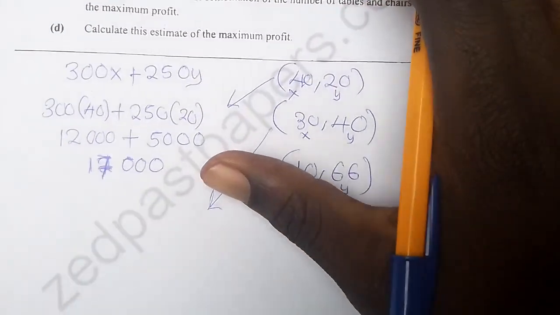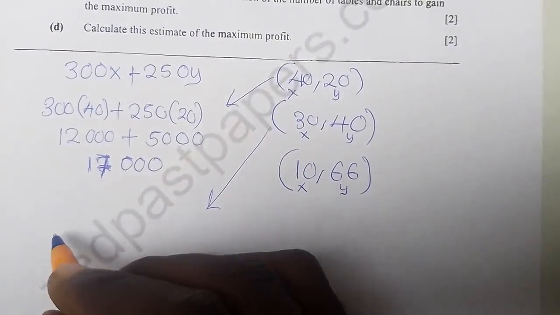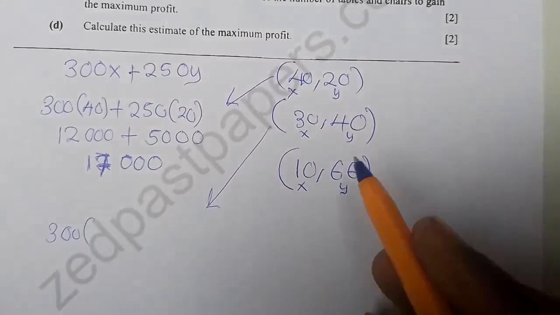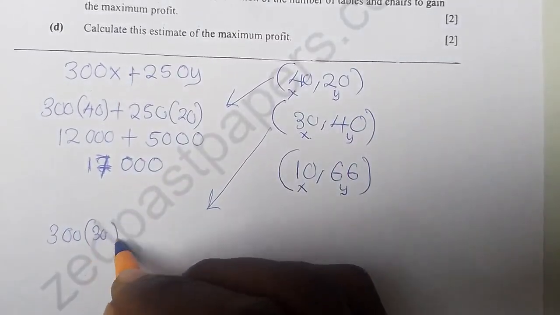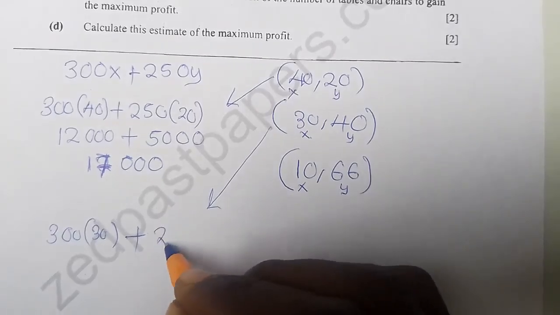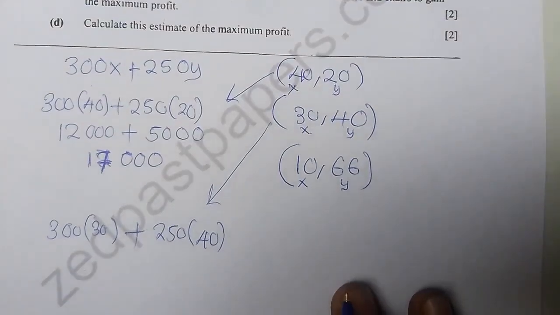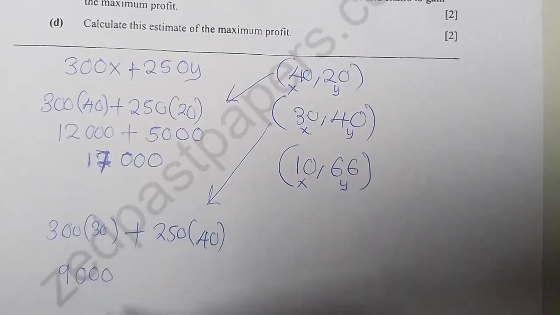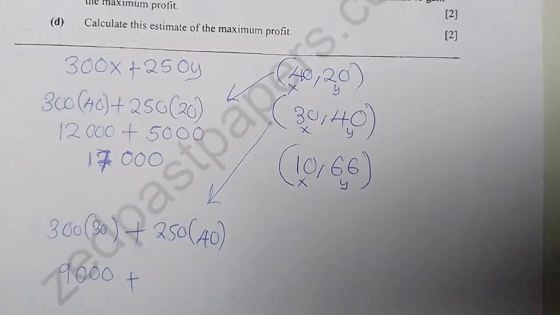So I want you to see how we are answering this. I'm saying 300 multiplied by 30 plus 250 multiplied by 40, like this. So here definitely you're going to get 9,000. If you multiply here, you get 9,000.